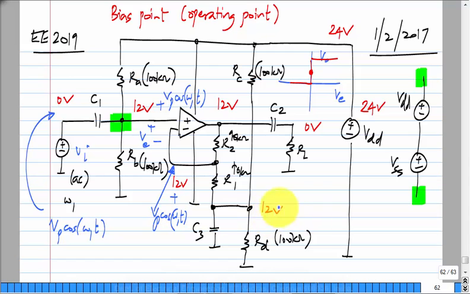And what is the voltage here at this node? 12 volts. You have connected a large capacitor to ground, so that voltage doesn't move. That's the whole idea. If it moves, this will not behave like an amplifier of gain 10. Okay. So what's the voltage here at the output of the op-amp? 12 volts plus 10 times Vp cos omega 1 t. And finally, what's the voltage across RL?